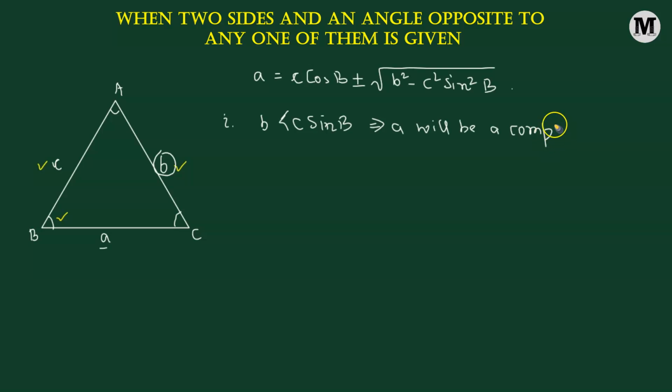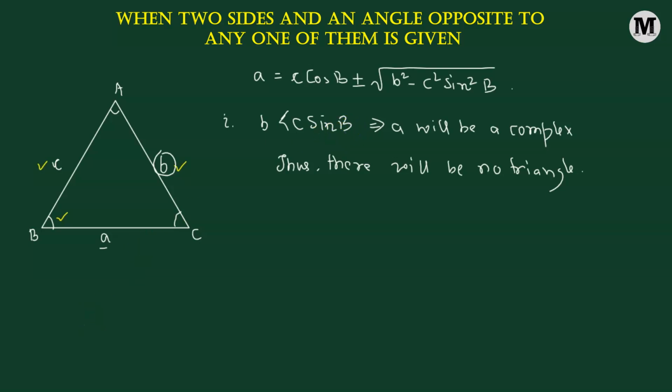But we know that A represents what? It represents the side of the triangle ABC, and if it is a complex number, then that is not possible, which means that there will be no solution. This means that there will be no triangle. There will be no such triangle that exists. So whenever we get the criterion that B is less than C times sine of angle B, in that case there will be no triangle.